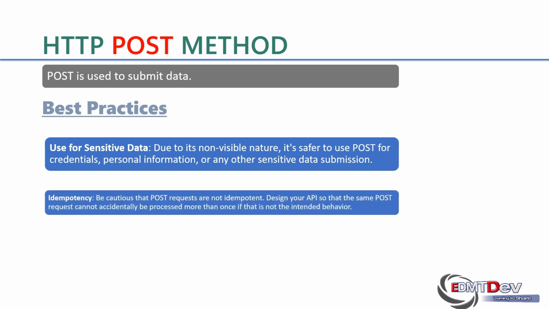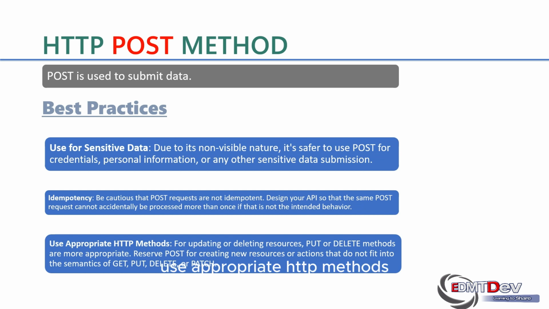Idempotency: be cautious that POST requests are not idempotent. Design your APIs so that the same POST request cannot accidentally be processed more than once, if that is not the intended behavior. Use appropriate HTTP methods for updating or deleting resources. PUT or DELETE methods are more appropriate. Reserve POST for creating new resources or actions that do not fit into the semantics of GET, PUT, DELETE, or PATCH.